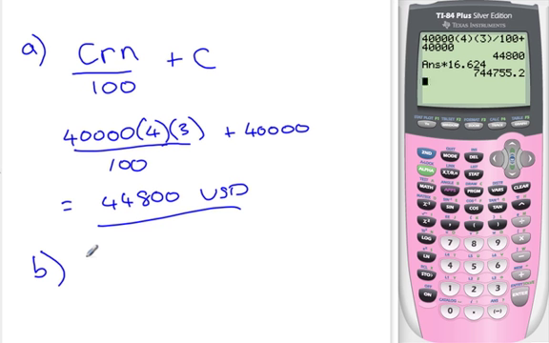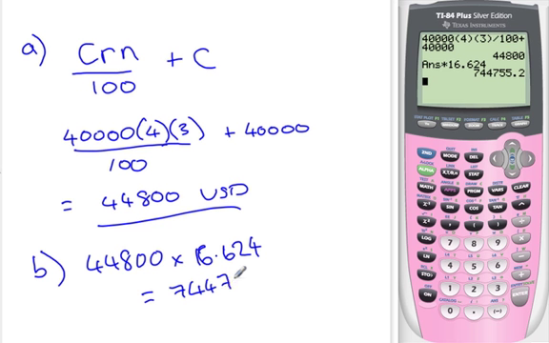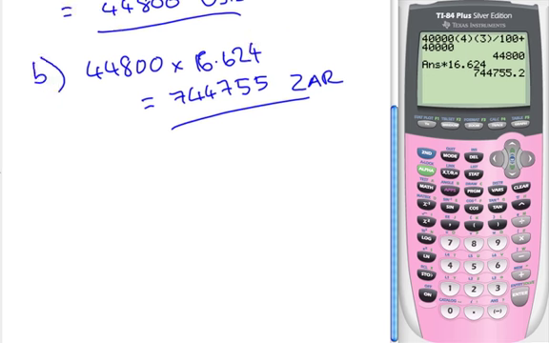So we need 44,800 times 16.624, and we're going to get 744,755 South African Rand. Remember, the question asked us to leave everything to the nearest unit.